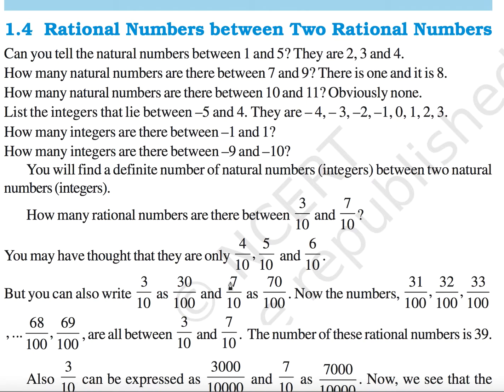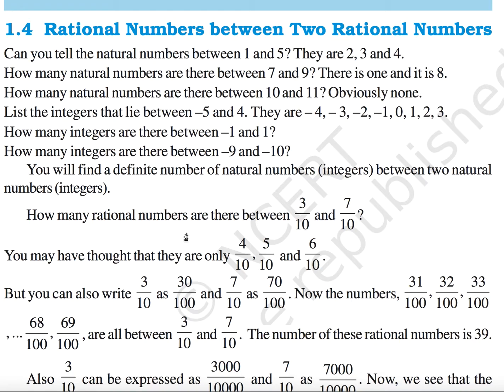Obviously none. Let's find the integers that lie between -5 and 4. Yes: -4, -3, -2, -1, 0, 1, 2, 3. How many integers are there between -1 and 1? No integers. Sorry, 0. How many integers are there between -9 and -10? No integers. You will find a definite number of natural numbers between two natural numbers.